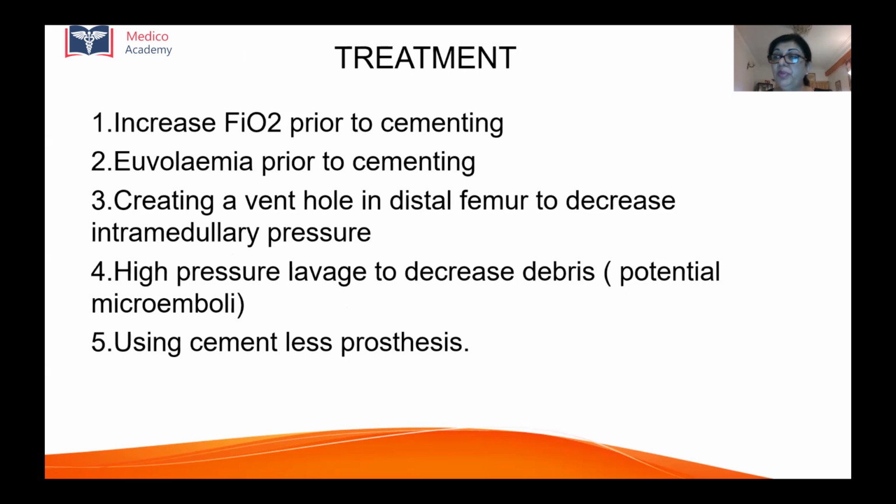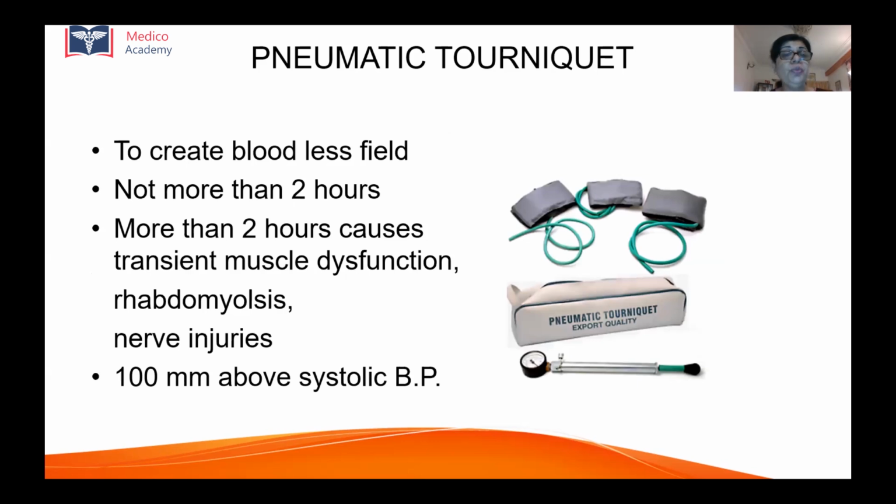The cementless implants are made of porous materials and they have the advantage of natural bone growing into them. They last longer, so they are preferred in young patients. Now, pneumatic tourniquet. This is used in the TKR to create a bloodless field, but the pressure can be above 100 millimeters above the systolic blood pressure, but it should not be for more than 2 hours. More than 2 hours, it causes transient muscle dysfunction, rhabdomyolysis, and nerve injury.